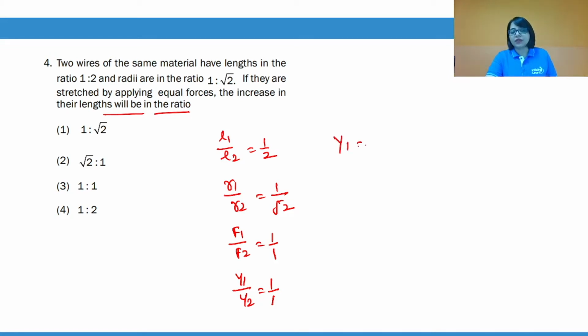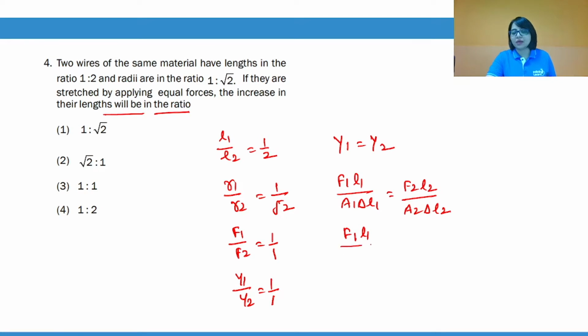So if Y1 is equals to Y2, then you can write for wire 1, F1 L1 upon A1 delta L1 is equals to F2 L2 upon A2 delta L2, right? We need to find the increase in length ratio. So basically we want to find delta L1 upon delta L2. So it will be F1 L1 upon F2 L2 is equals to A1 delta L1 upon A2 delta L2.